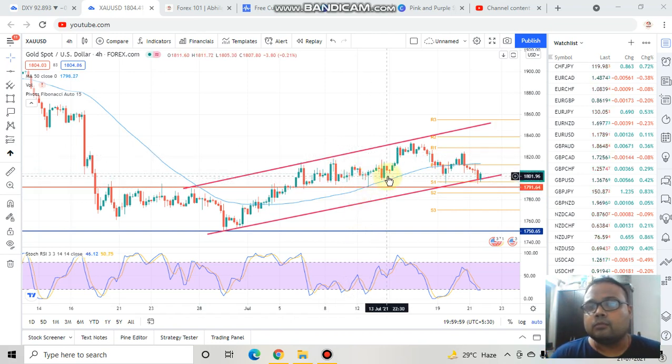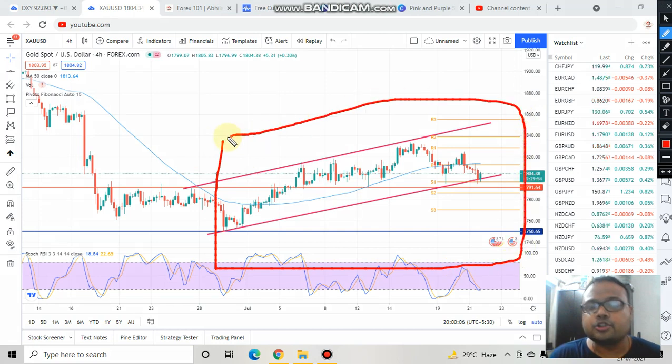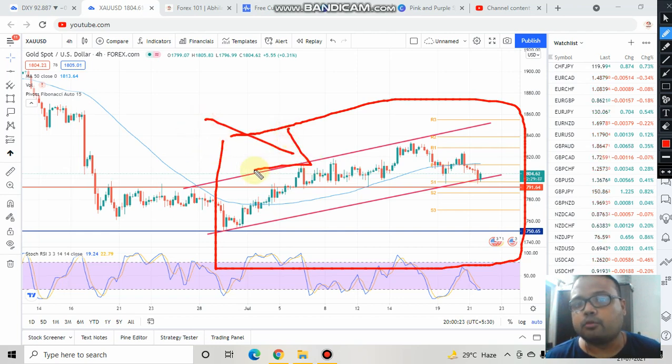Because right now, if I just ask you to observe the market at this particular portion, then you can clearly see that right now market is in uptrend. Just forget about the downtrend of the market. Forget that gold USD was in range and all. Just forget about everything and concentrate on this particular portion of the market. Then you can see that right now market is in uptrend and going up in a channel here, uptrend channel.